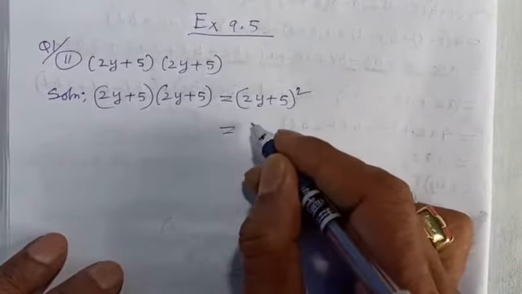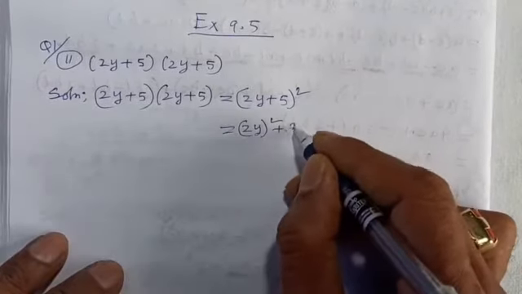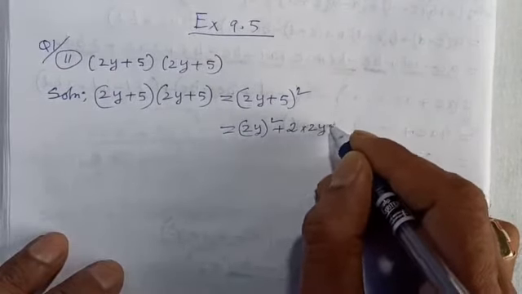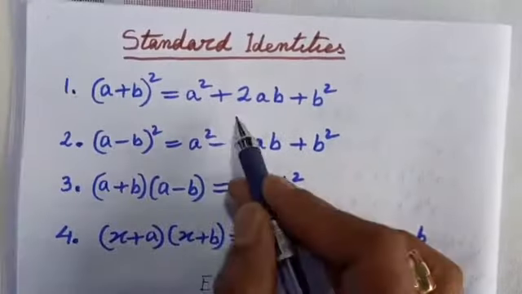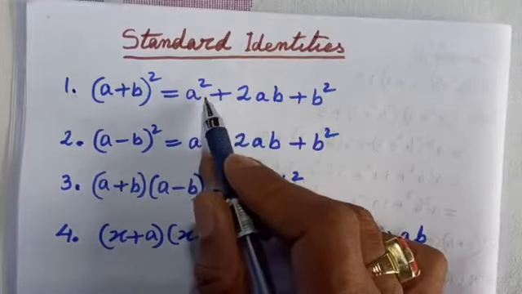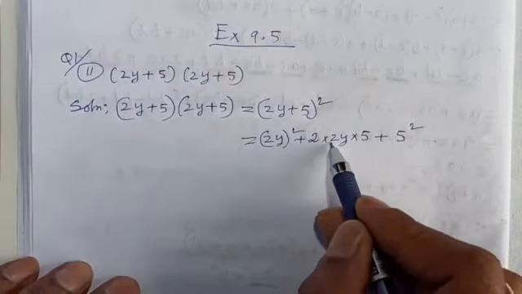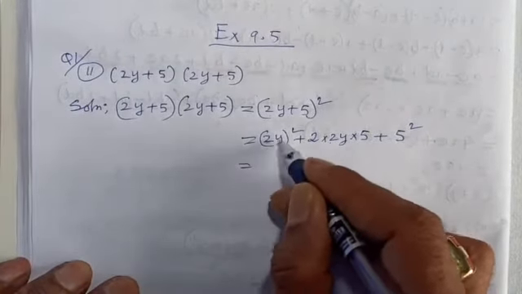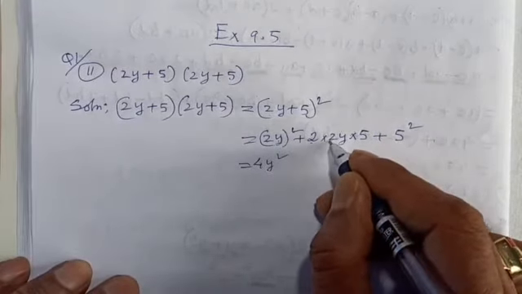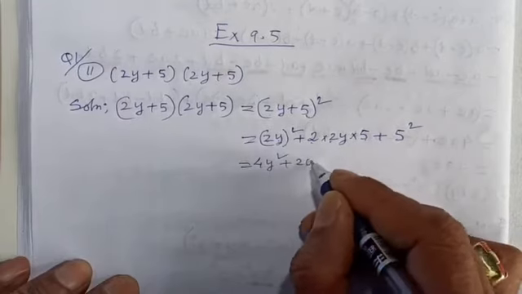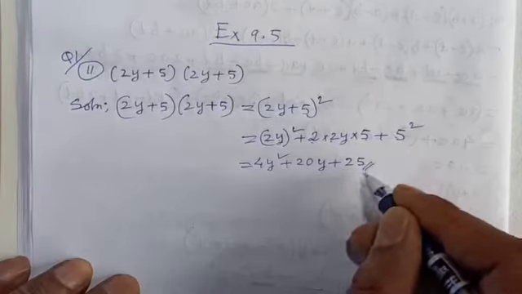So according to that identity, this is a square plus 2 times of this is a and this is 5, after that b square. So you have to remind this identity, a square plus twice ab plus b square, and writing in the form of that a square plus twice ab plus b square. Next is 2 square is 4, after that y square, then 2 into 2 is 4, 4 5 times is 20, so we are getting 20y plus 5 square is we are getting 25. So this is the answer. I hope you can understand that.